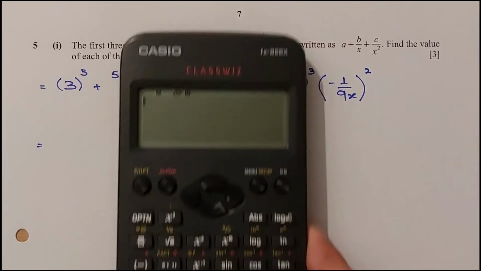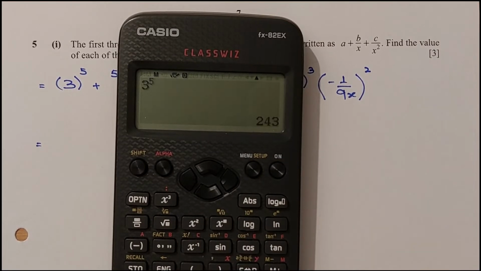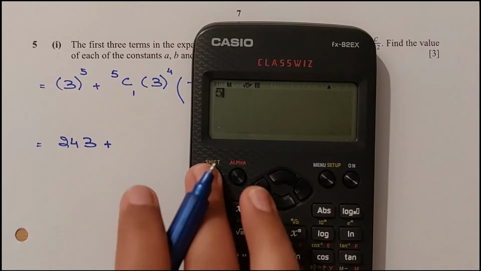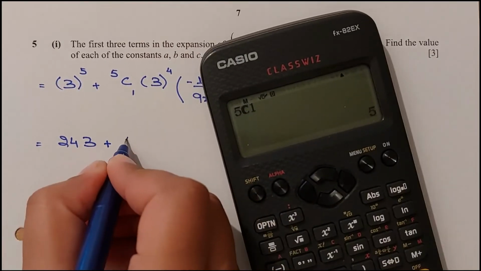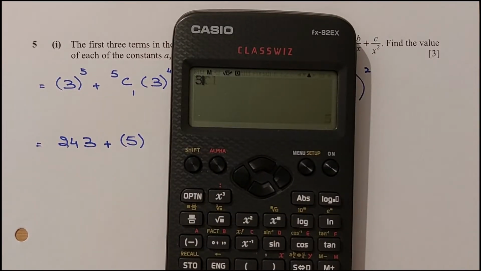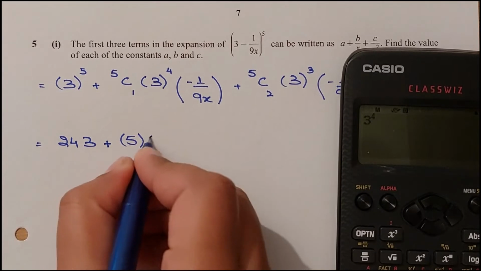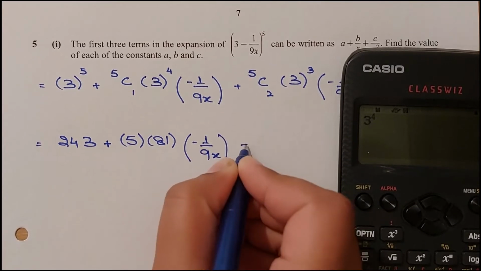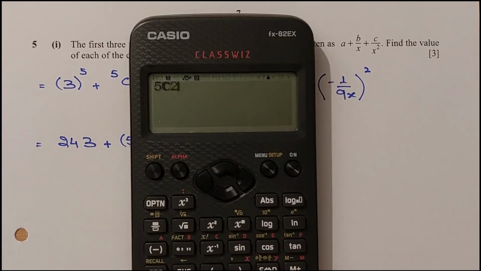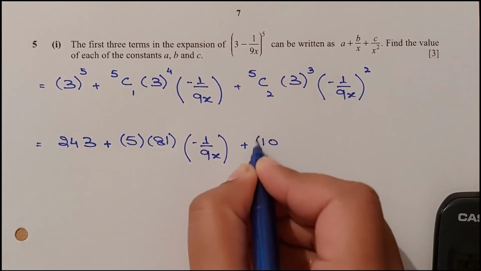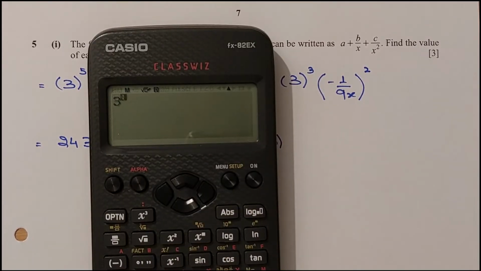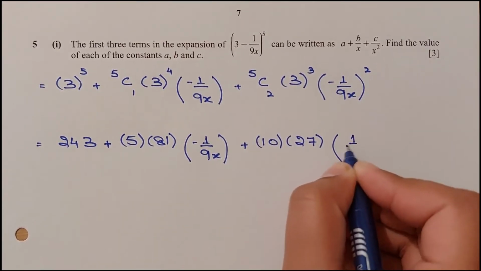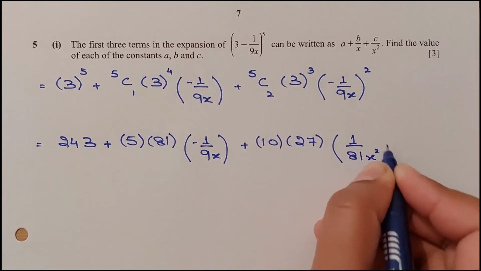So 3 exponent 5 is 243, plus 5c1 is 5, times 3 power 4 is 81, times minus 1 over 9x, plus 5c2 is 10, 3 cubed is 27. Negative 1 squared is just 1. 9 squared is 81, and x squared.